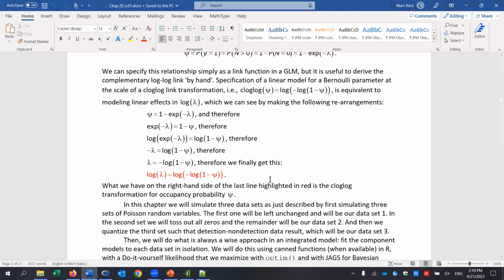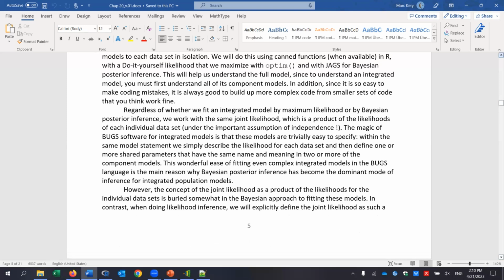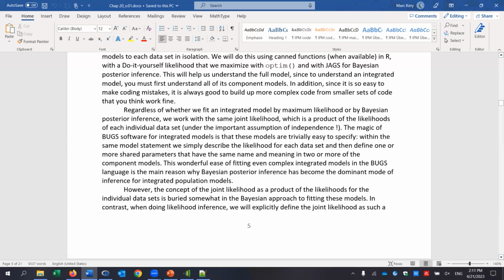It's a fantastic link, and this is one of the ways in which we can link presence-absence data, detection non-detection binary data on occurrence of species, with counts. And so this is what we're going to do here.